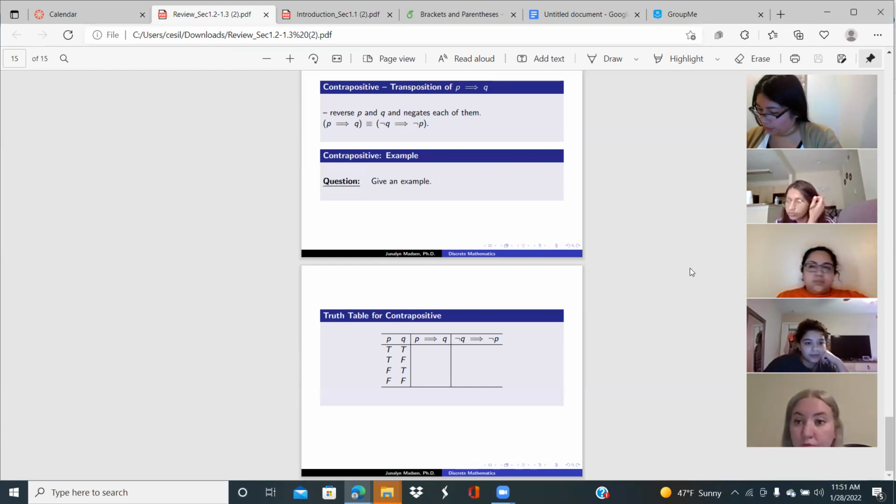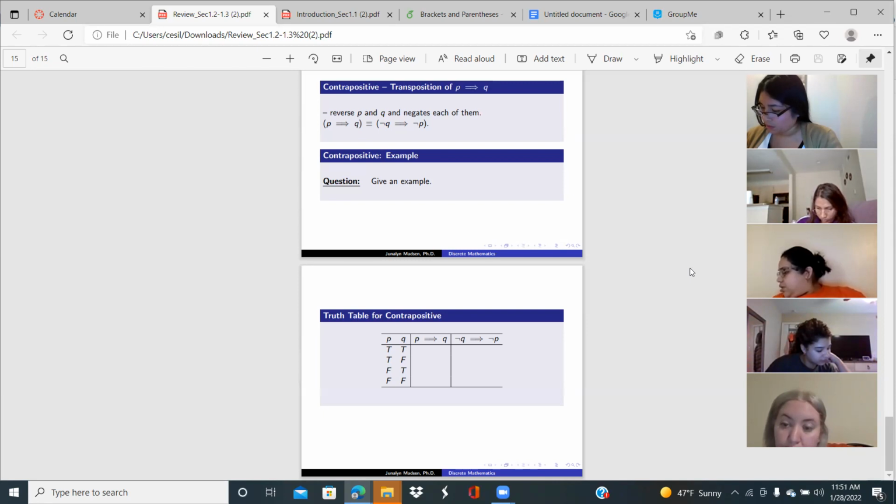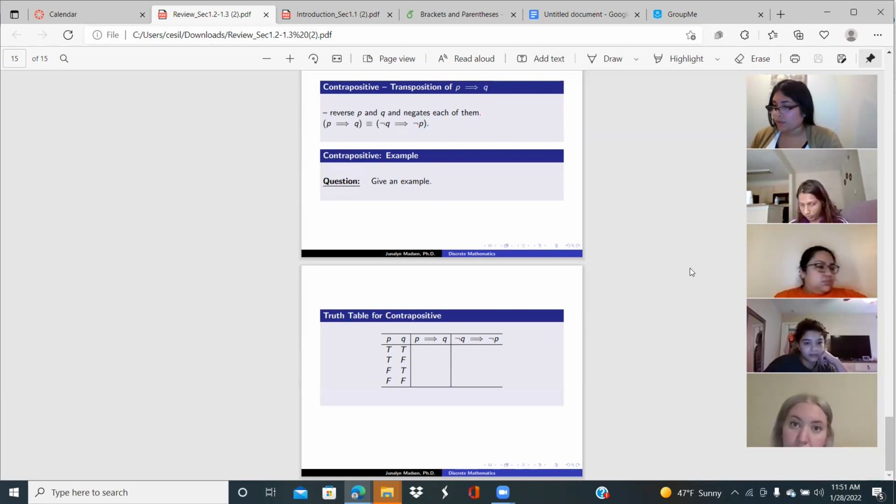What did you guys get for number 60? I got Q or, and then in parentheses, not P and not R. Same. Yeah. I think that basically covers it.